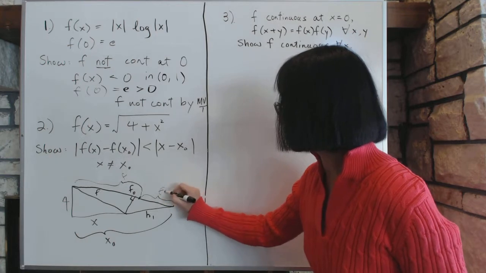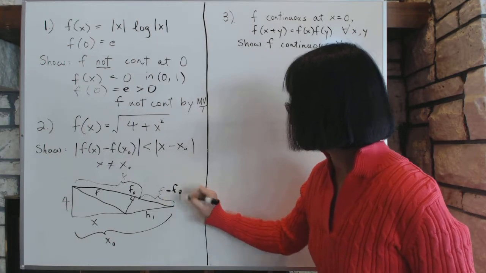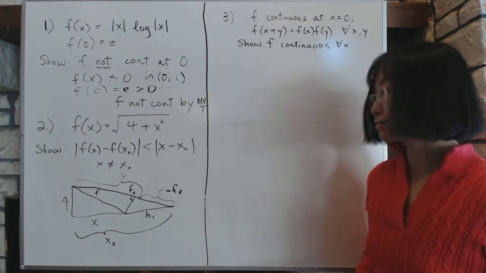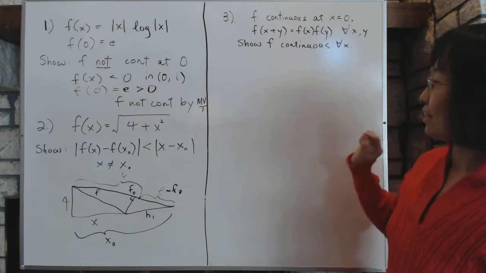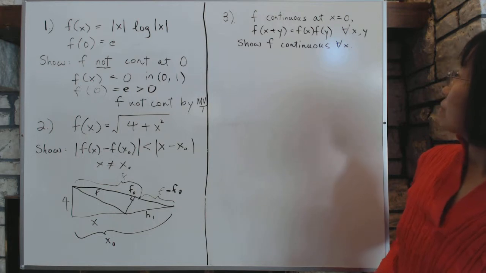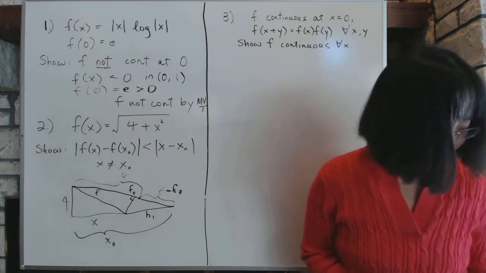So this is f minus f0 in absolute value, and therefore it's less. It's that simple. So let's move on to problem number 3. Problem number 3 is slightly more convoluted.